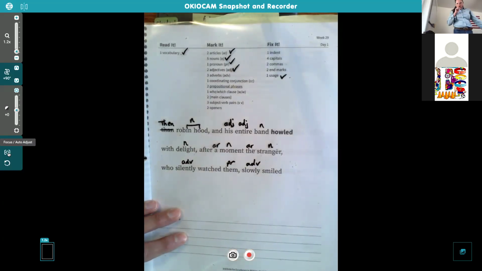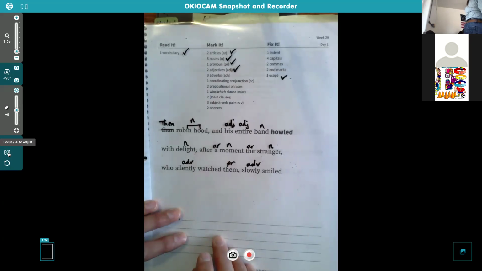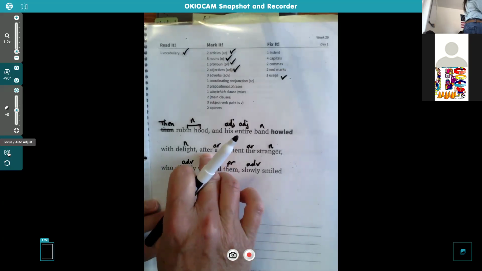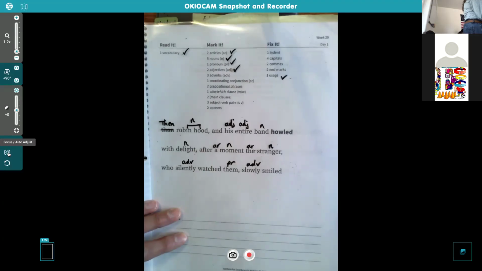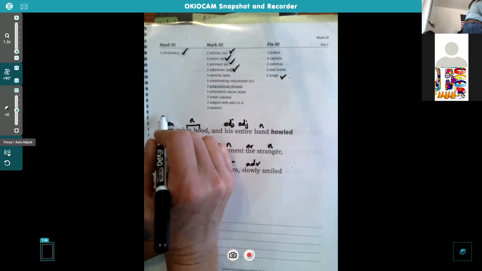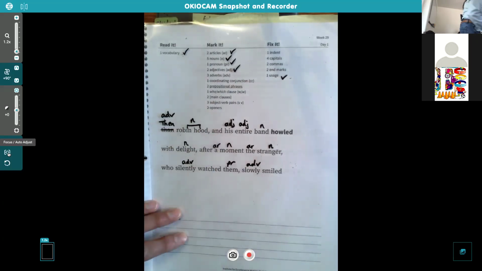Mrs. C, can I do subject verb pairs? Yes, I'll call on you, Ainsley. After. Not after. That actually would be a preposition. It does sound like when. There's another one that tells when. Like, when did Robin Hood? Then. Yes, then. That is actually an adverb. Then. It's telling you when.